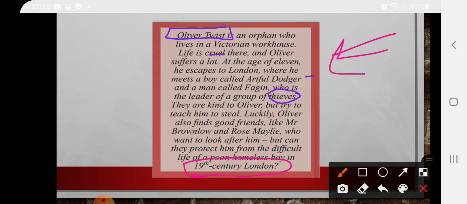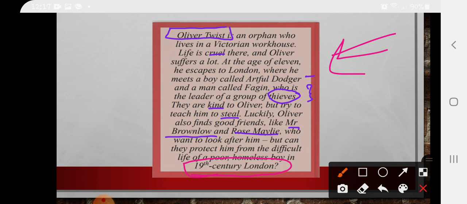They are kind to Oliver. Kind, they are nice to Oliver, but try to teach him to steal. Luckily, Oliver also finds good friends. This means that these people are bad guys or bad friends. But he also meets 2 other good friends who are Mr. Brownlow and Rose Maylie. And they, of course, take care of Oliver Twist and protect him.